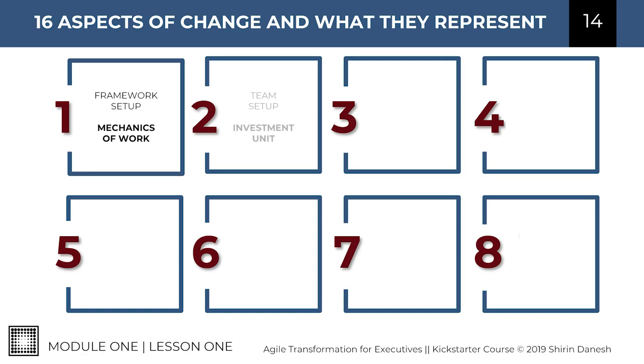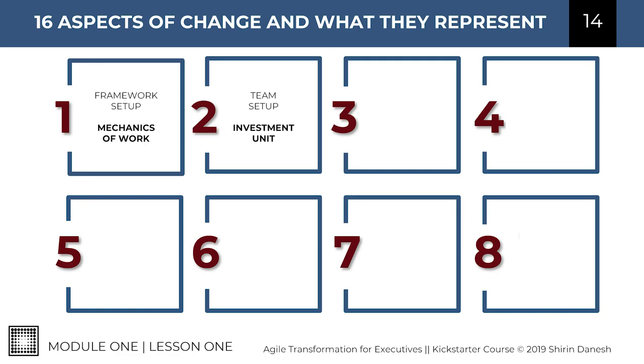Number 2 is about team setup, and that's where you have the right combination of people in one circle in order to deliver a piece of work. What's important around here is to have a cross-functional team. All these skills that you need from the beginning to the end to deliver a piece of work.